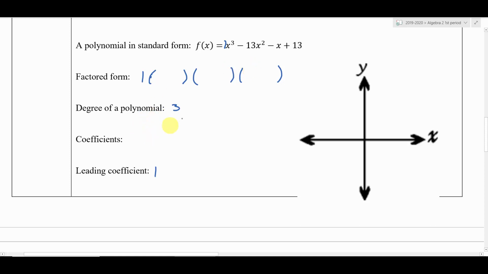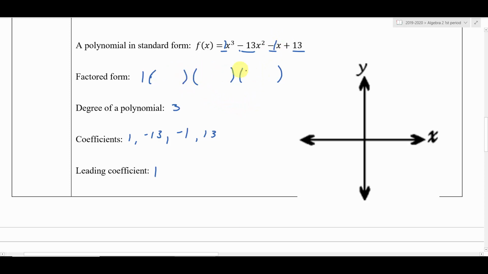And I can go ahead and find the coefficients too. The coefficients are the numbers that are in front of the x terms and the constant term on the end, right? So we've got a 1, a negative 13, a negative 1, and a positive 13. So I'm going to go ahead and list those out. So we've got 1, negative 13, negative 1, and a positive 13 as the coefficients here. This one sometimes trips up students because they don't see the 1 in front of the x. We don't usually write that there, but just remember if it's an x by itself, there's an assumed 1 in front of it. And because it's a minus, we're going to assume that it's a negative 1.